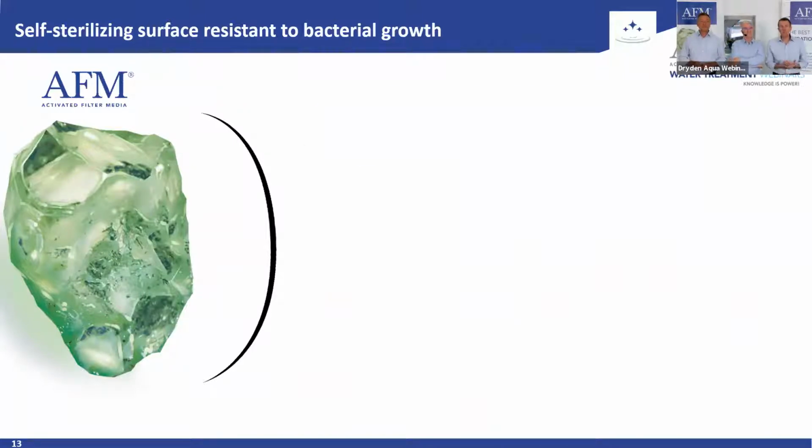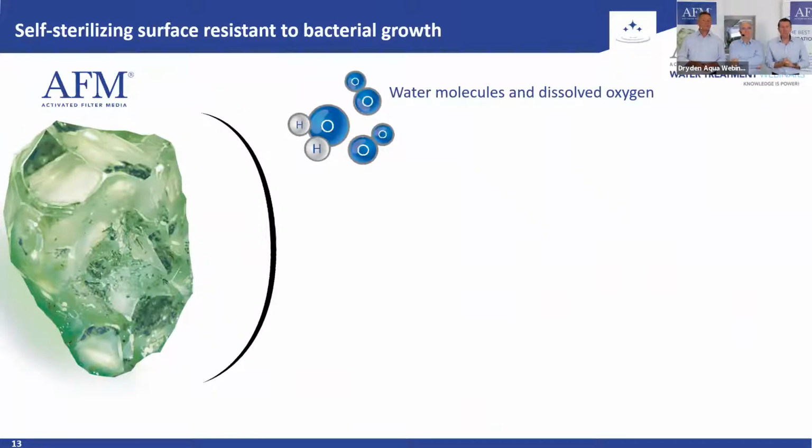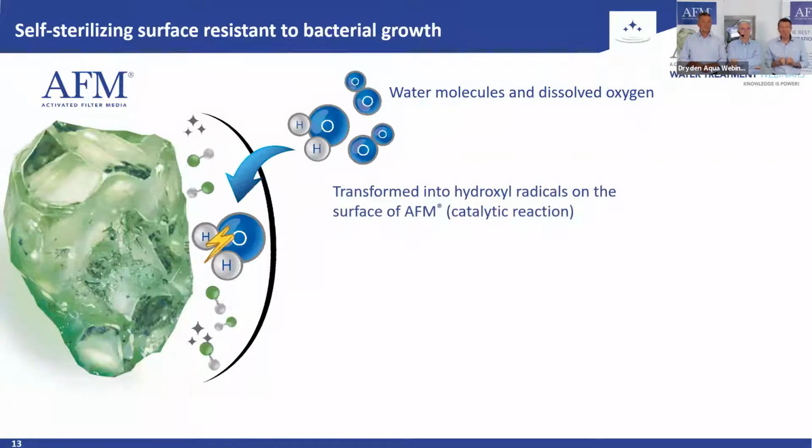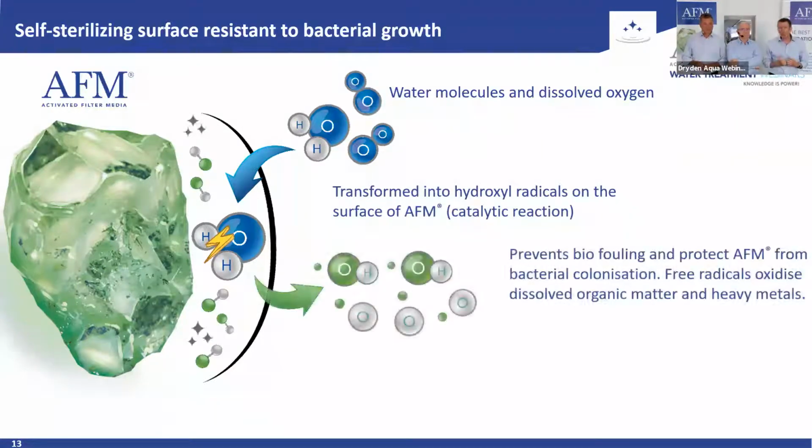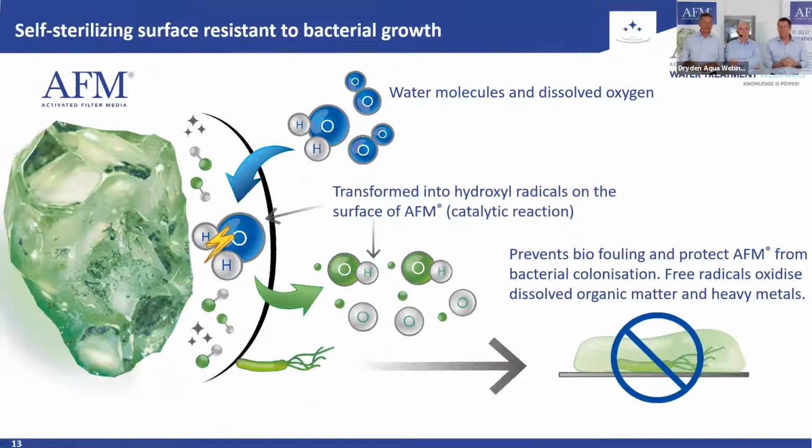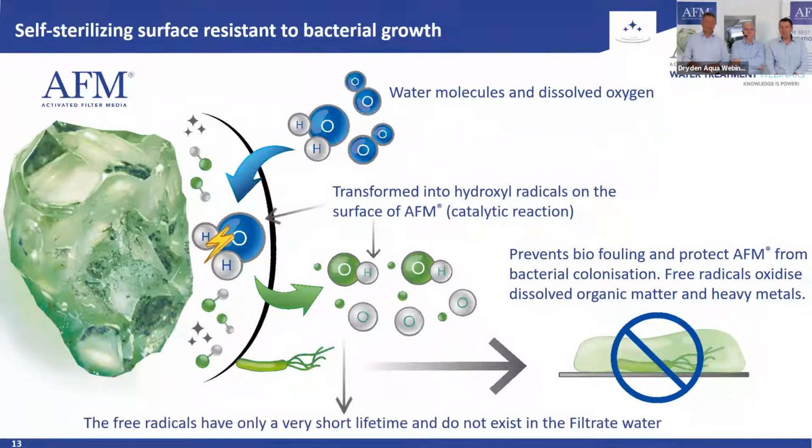What happens on the surface of the AFM grain is a catalytic surface reaction. This is when small amounts of oxygen in the water react with metal oxides on the surface of the AFM grain. This will form small amounts of hydroxyl radicals. Exactly. They have a very high oxidation potential, and they will oxidize bacteria that try to attach on the surface of the grain. Therefore, there is no formation of biofilm. Exactly. They are gone.